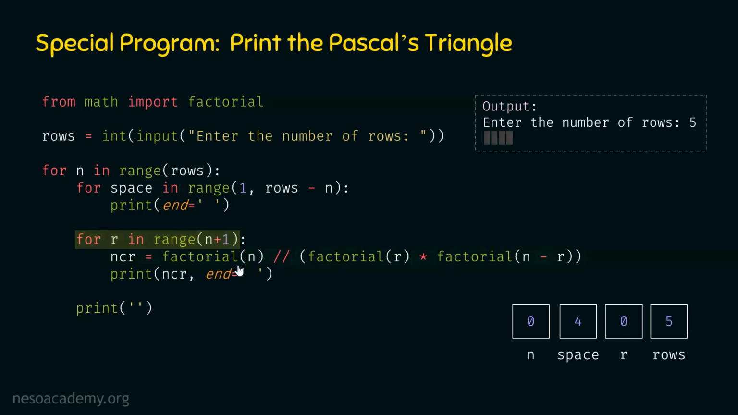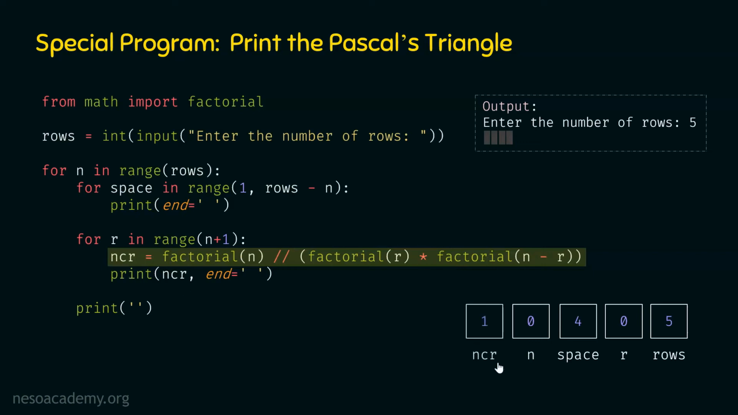Now let's execute this statement, which allows us to calculate the value of NCR. Here we know that n is 0 and r is 0. From this formula, we will get 1, which is pointed by this variable NCR. So we can say that NCR is now pointing to this object with value 1. After this, we need to print NCR and the white space on the screen. So we will get 1 and the white space.